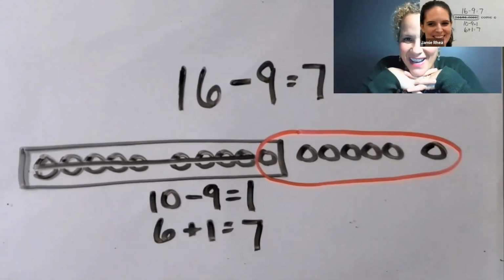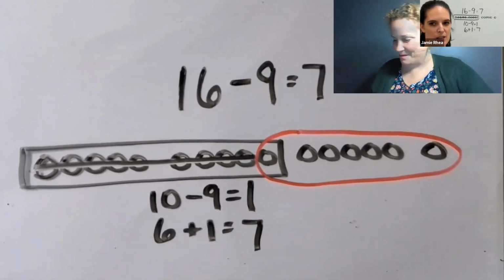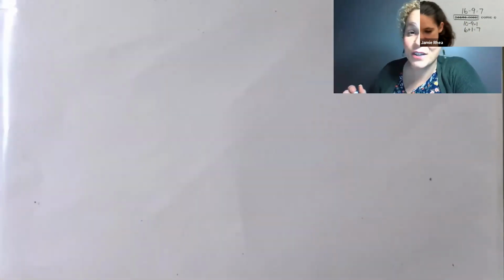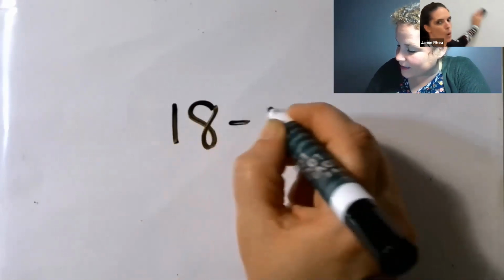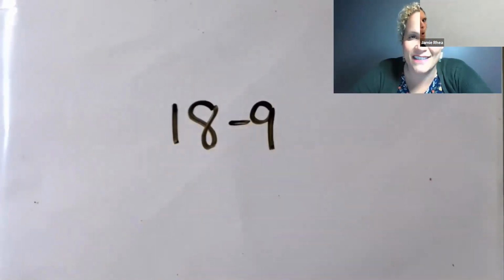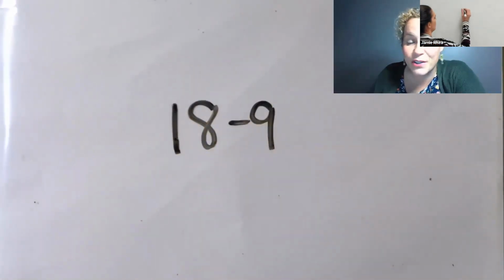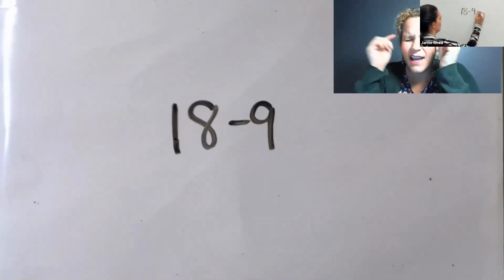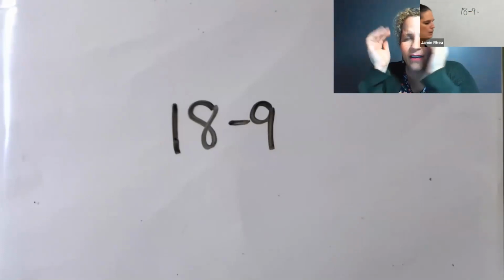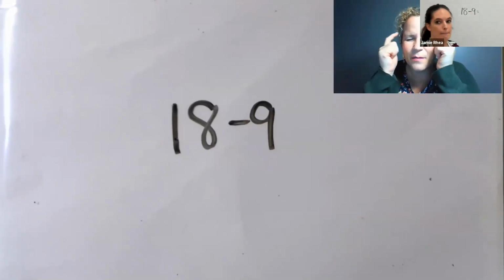Okay, here's your final challenge. Are you ready? Oh boy. Okay, go ahead and erase. In your mind, I want you to picture 18 minus 9. I want you to picture what the 5-group row will look like inside your head and what leftover parts you'll have to add back together. Picture it now.